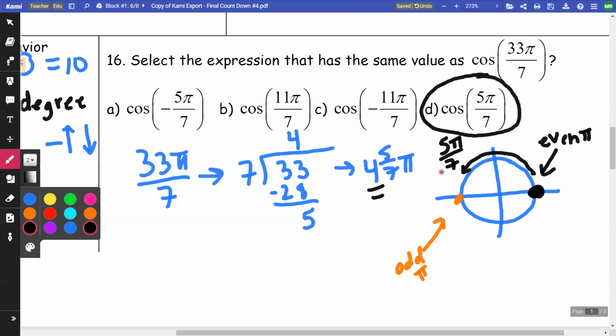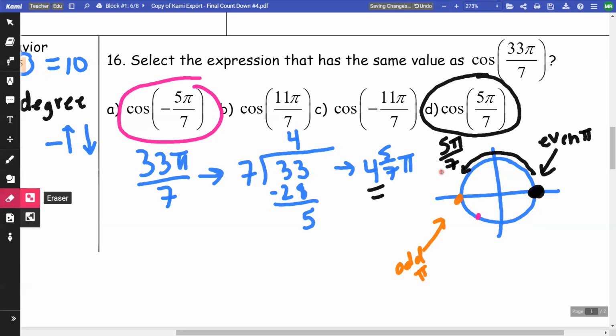Let's see if any others are. A negative 5 pi 7ths would have gone this direction to here, for example. It's not in the same spot, but it's actually going to give us the same cosine, because both of those cosines will be negative. So this one actually is going to work also. It's not in the same spot, but your cosine would be the same value. Let me get rid of that.